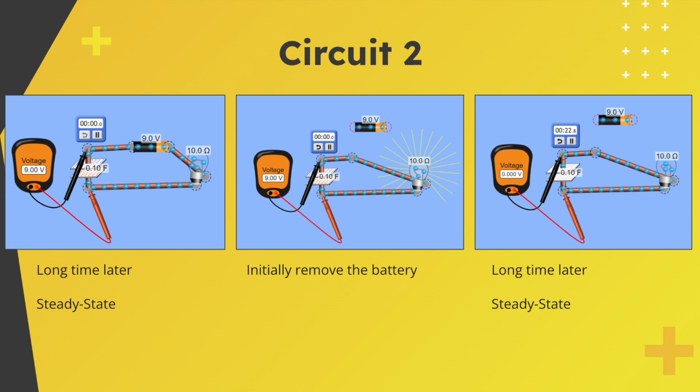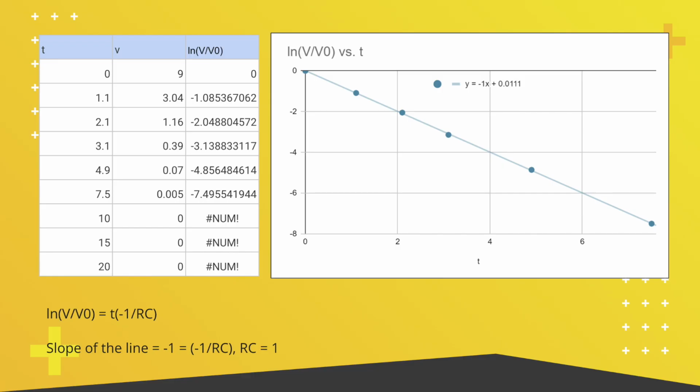For the 10 ohm resistor, it took 9.85 seconds to charge and 9.82 seconds to discharge, roughly the same amount of time. The same was true with the 20 ohm resistor. It took approximately 18.27 seconds to charge and 18.45 seconds to discharge, roughly the same value. Here is a plot of the natural log of the potential difference over the voltage of the battery versus time. The slope of the line is -1, which means that in this case, RC equals 1.